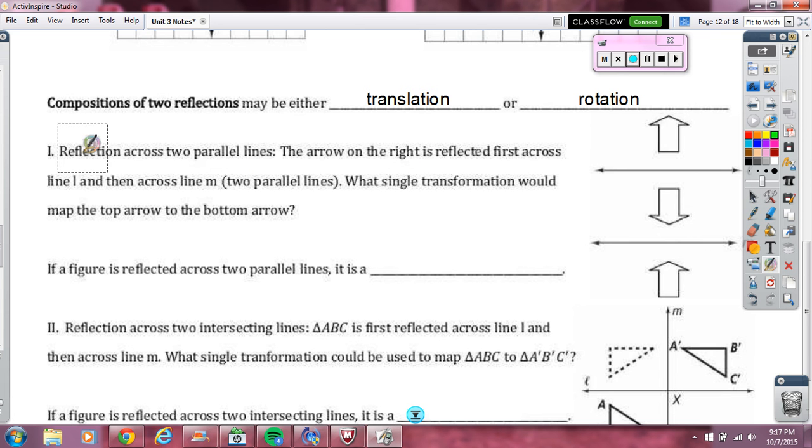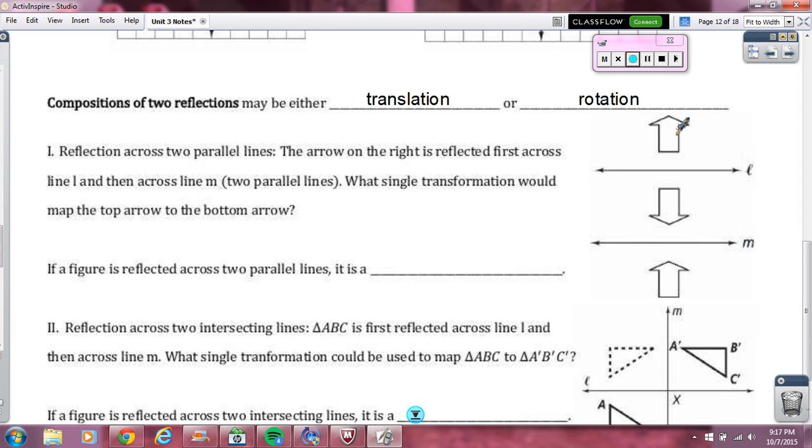So here's our first case. We're reflecting across 2 parallel lines. We see this first arrow right here, which I'm going to outline in red. The first thing I'm doing to it is flipping it, or reflecting it, over the line L. And I get a down-facing arrow. Then the second reflection I'm doing is flipping it over line M.